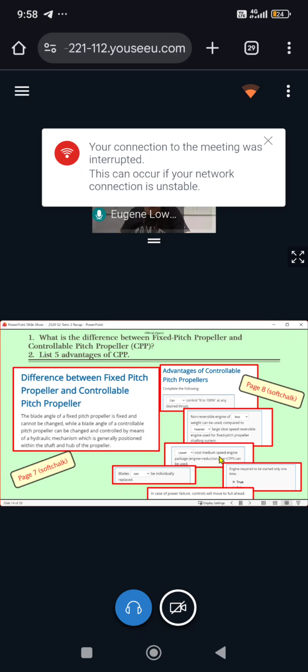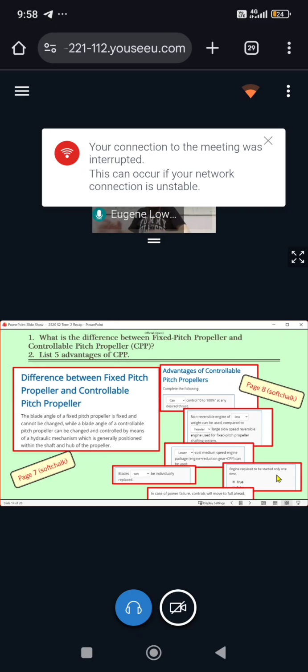Very, very importantly, blades on the CPP can be individually replaced in case any one of them suffers any damage, right? Whereas with a fixed-pitch propeller, you have to remove the whole propeller for repair, right? Also, the engine is required to be started only one time, right? You only require the engine to be started only one time.